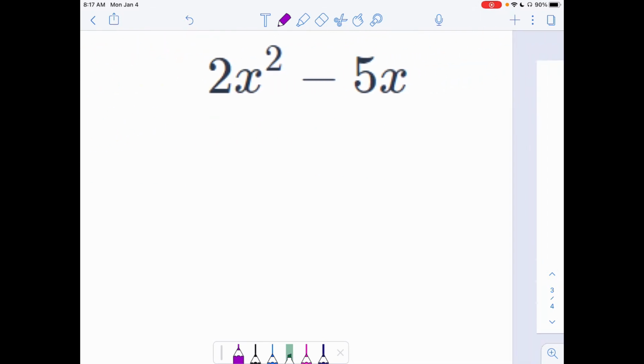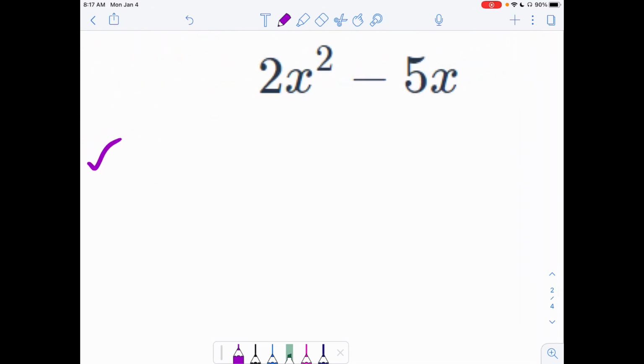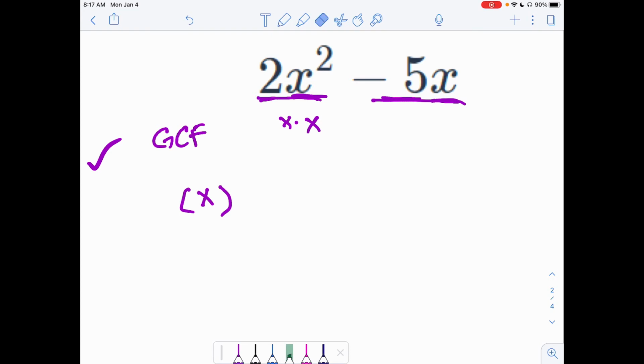Example number 3. I need to find, once again, the greatest common factor of 2x squared and negative 5x. Well, 2 and 5 don't have a GCF, a greatest common factor, but x squared and x do. You can think of x squared as just x times x. So my greatest common factor is actually an x.